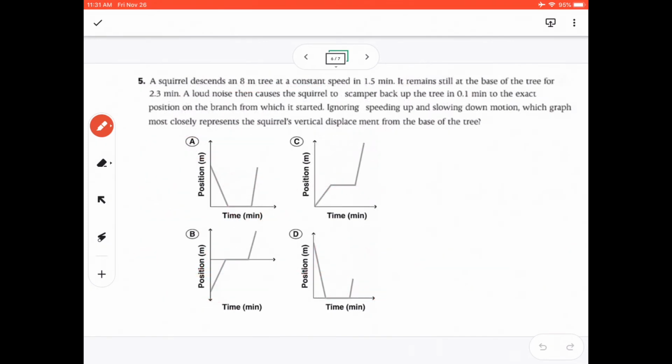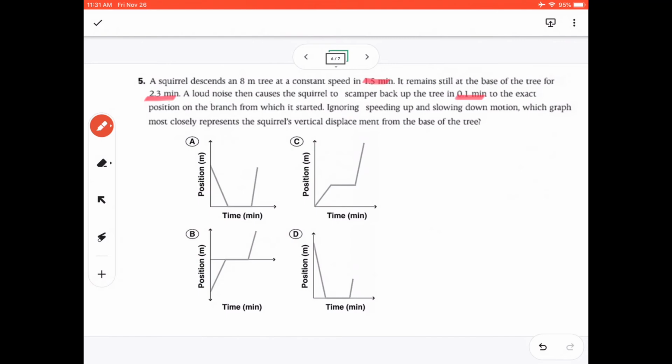Question 5. A squirrel descends an 8-meter tree at a constant speed in 1.5 minutes. It remains still at the base of the tree for 2.3 minutes. A loud noise then causes the squirrel to scamper back up the tree in 0.1 minute to the exact position on the branch from which it started. Ignoring speeding up and slowing down motion, which graph most closely represents the squirrel's vertical displacement from the base of the tree?